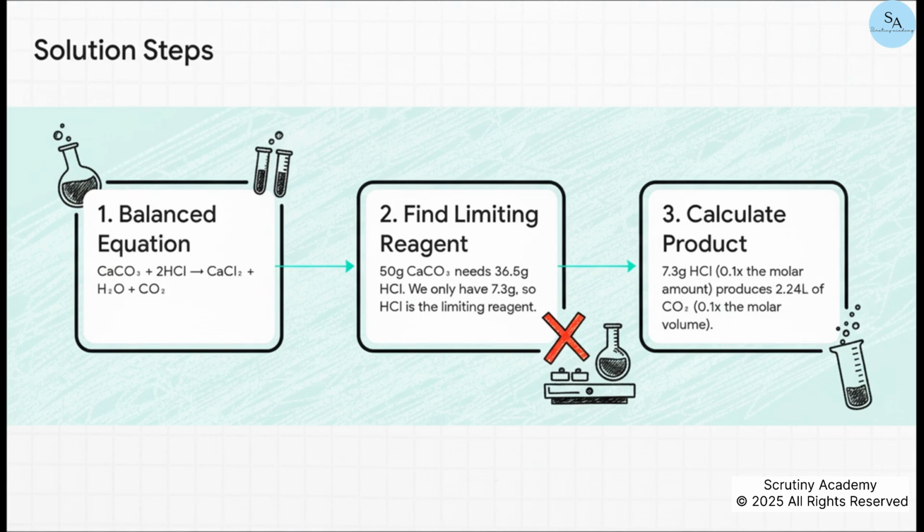Step 1 is always the balanced equation. This tells us the exact ratio of our ingredients. Step 2, and this is the most important part, is finding the limiting reagent. Think of this as the ingredient you're going to run out of first.